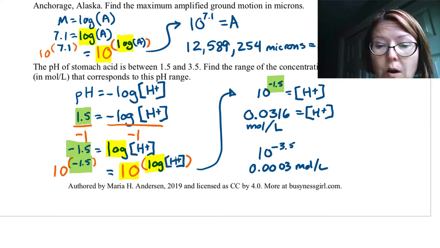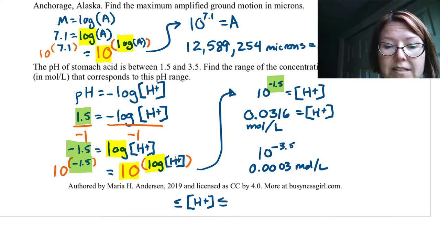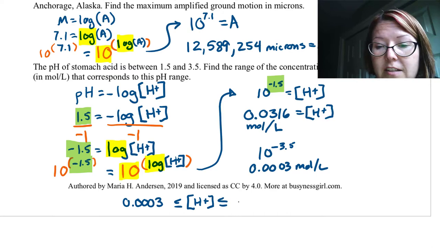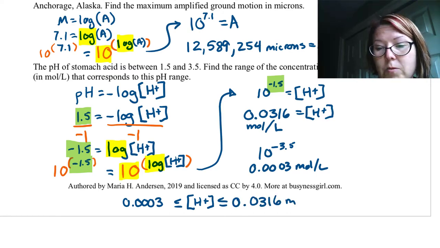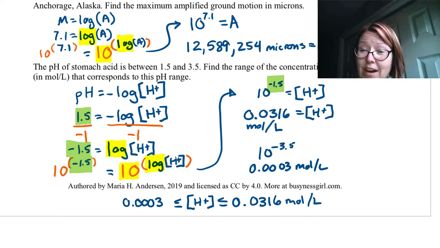So the range of concentration of hydrogen ion for stomach acid would be between, I'm going to write this as an inequality. I'm going to put [capital H plus] in the middle, and I'm going to put a less than or equal to on each side. The bottom number is 0.0003 moles per liter, and the top number is 0.0316 moles per liter. The concentration of hydrogen ions has to be between 0.0003 moles per liter and 0.0316 moles per liter.